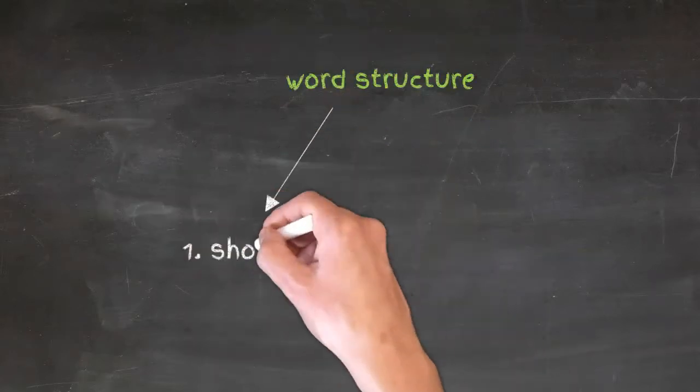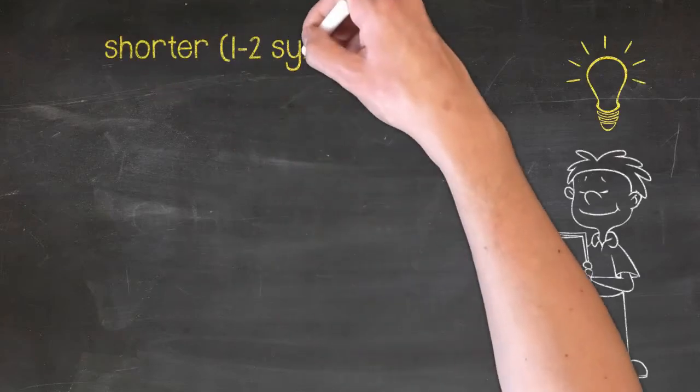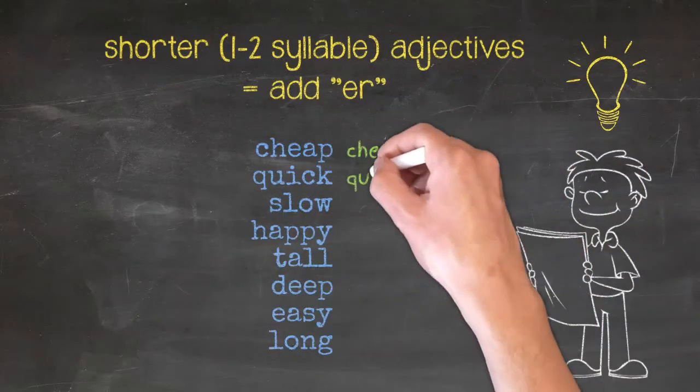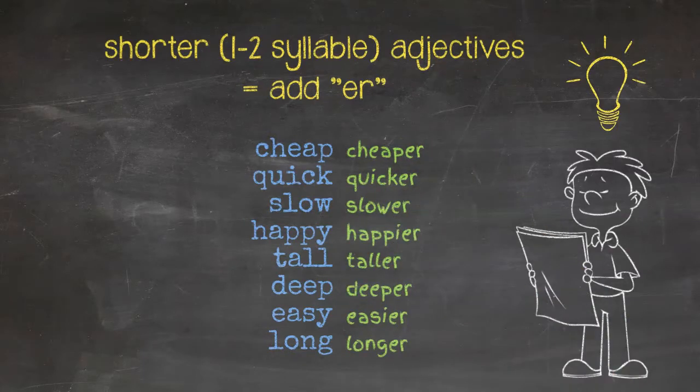Let's look at the structure. Well, there are three ways to create comparatives. For the shorter adjectives, that means the words that have one or two syllables, we add an er at the end. Here are a few examples.